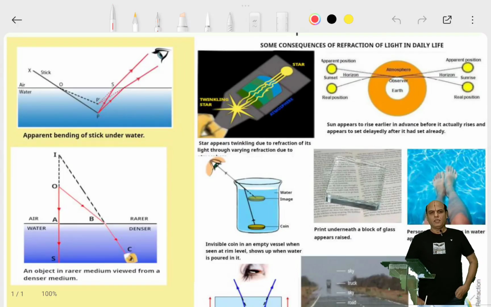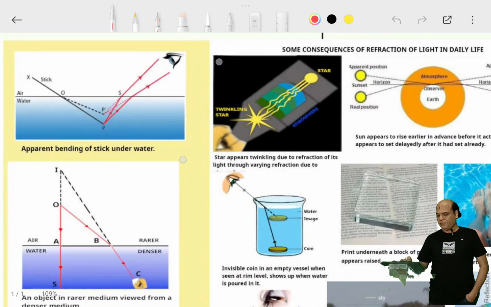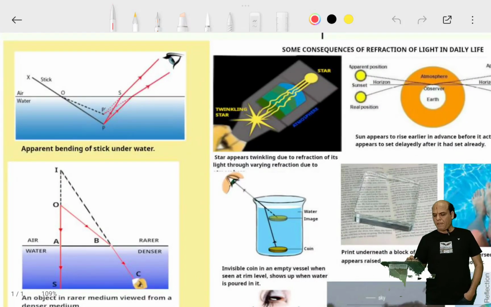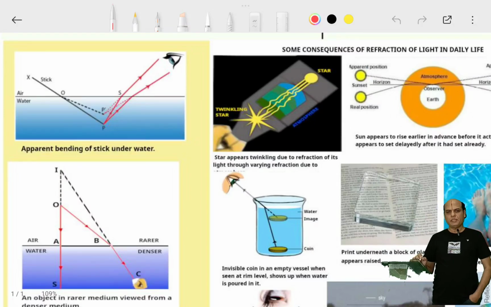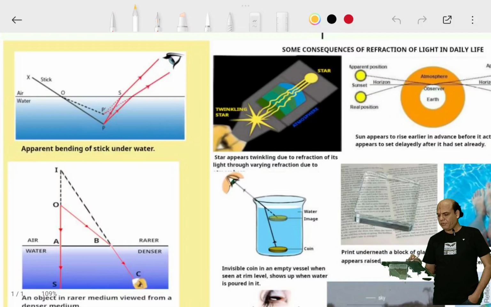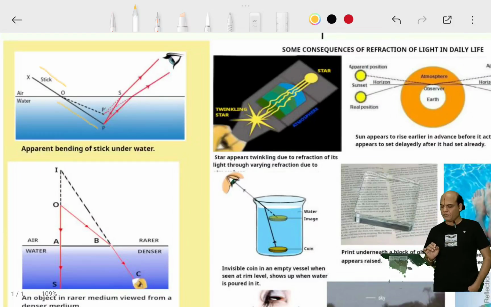Okay, let's move further. On your screen to the left, you see an observer observing a stick that has been immersed into water. The stick has been immersed in such a way that the part of the stick shown by XO, from here to here, is above the level of the water, whereas OP is immersed inside water.